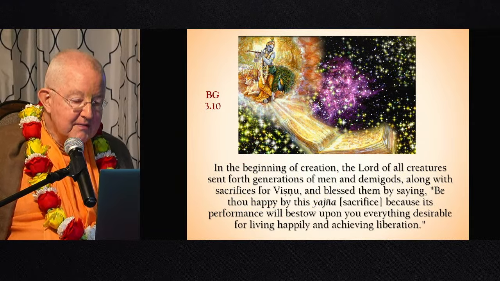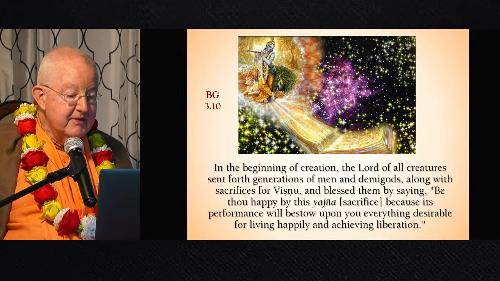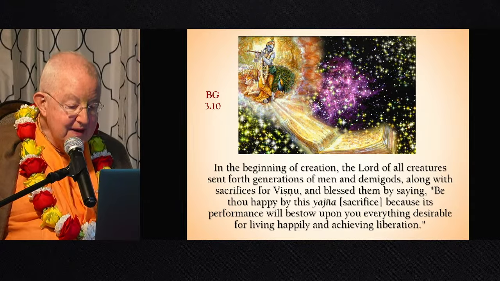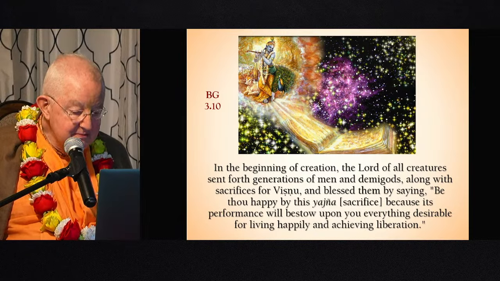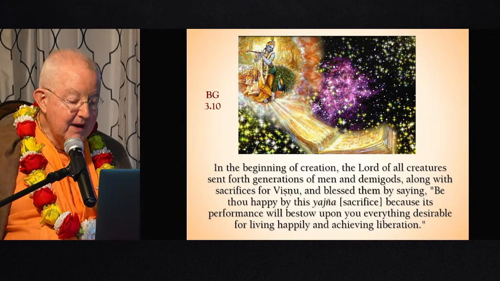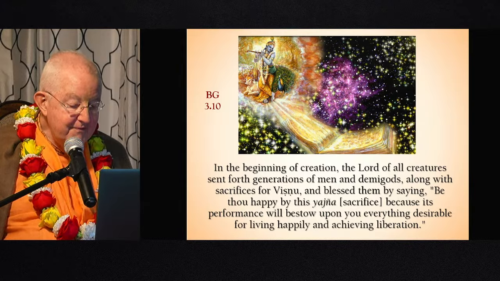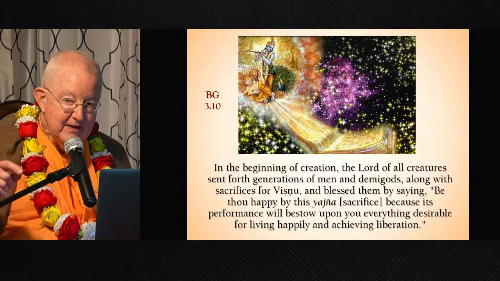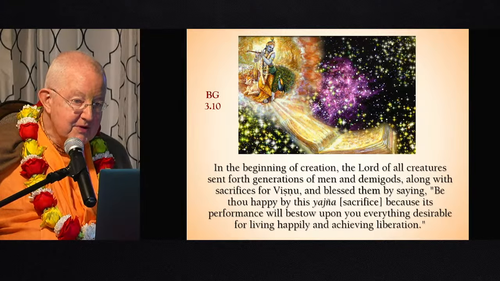Here's a verse from Bhagavad Gita. You're familiar with Bhagavad Gita. In the beginning of creation, the Lord of all creatures sent forth generations of men and demigods along with sacrifice for Vishnu, saying, "Be thou happy by this yajna or sacrifice, because its performance will bestow upon you everything desirable for living happily and achieving liberation," which is true. Because after dharma, then artha, then kama, if one keeps going, then moksha.